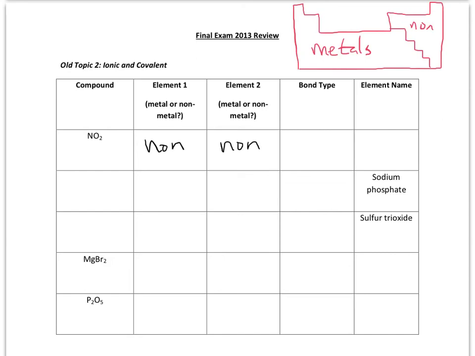And whenever we have 2 nonmetals forming a bond, it is always covalent. So for this one we would use the prefixes. Nitrogen, there's 1 of them. Oxygen, there's 2 of them. So it would be nitrogen dioxide.